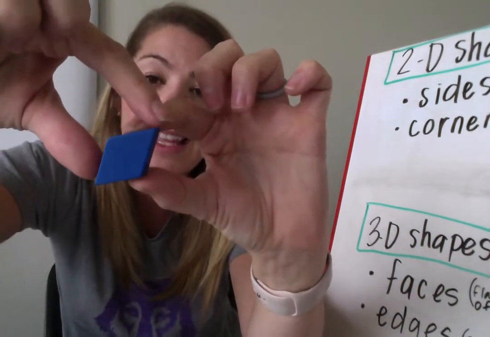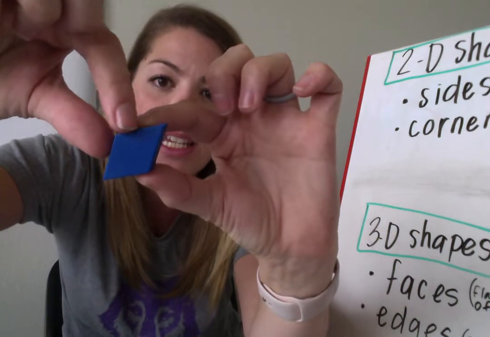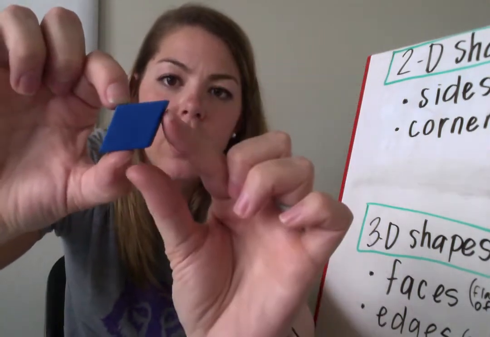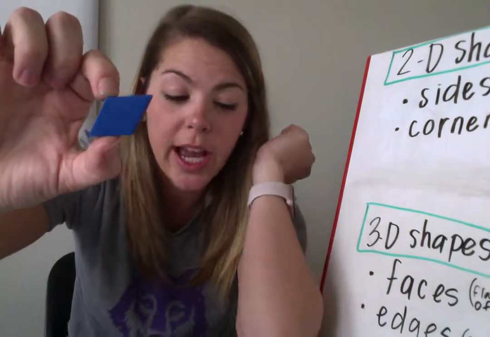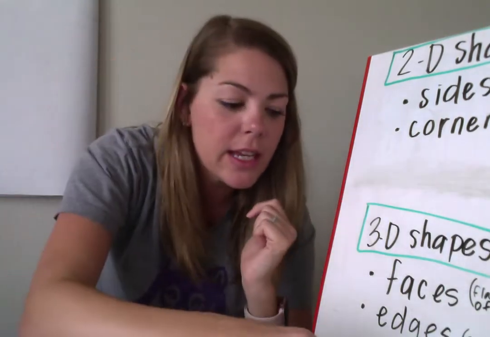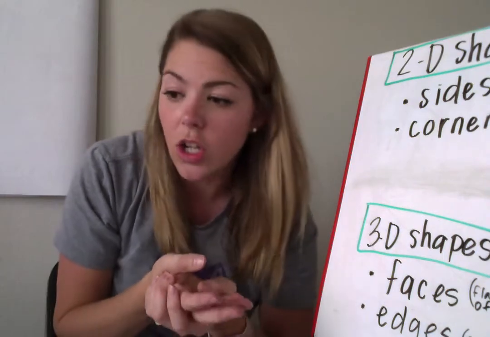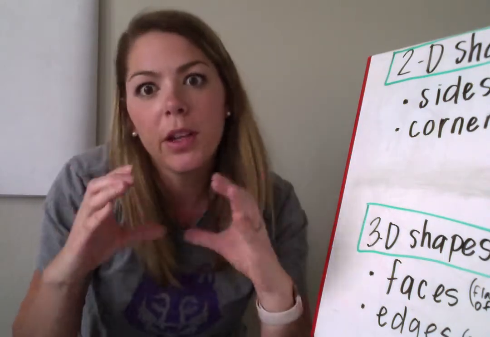Look at where the lines, the sides meet together. 1, 2, 3, 4. 4 corners, 4 sides. Okay, so that's called a rhombus. So we've got hexagon, rhombus. The circle, I don't have a shape that's a circle, but you know what a circle is.